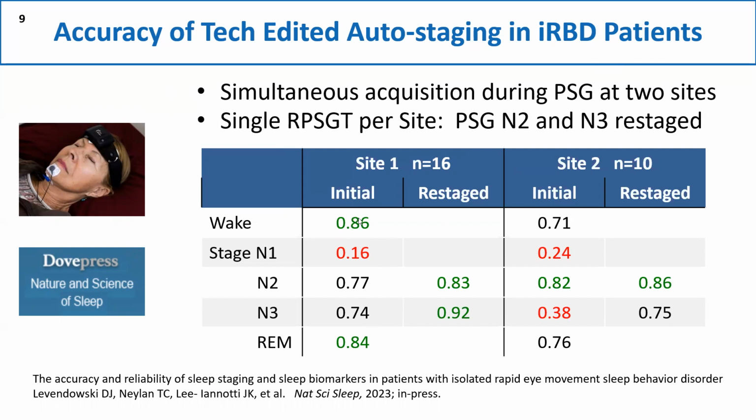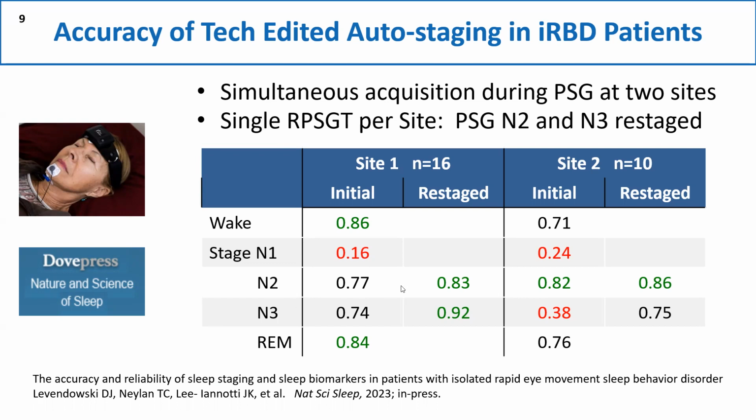Initially, we only were above 80% during wake and REM. At site 2, it was even worse, where we only had 80% agreement with stage N2 sleep. So we saw that the majority of disagreement came between N2 and N3. So we had both sites rescore or re-edit their data. At site 1, we identified those epochs where the PSG and the sleep profiler staging disagreed for them to go in and reevaluate their scoring.